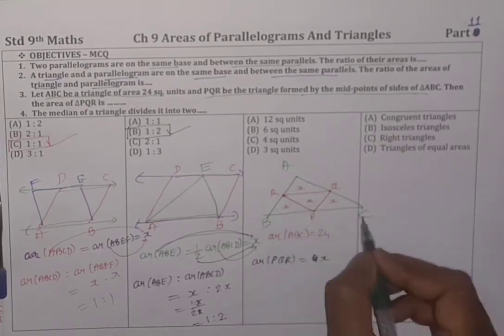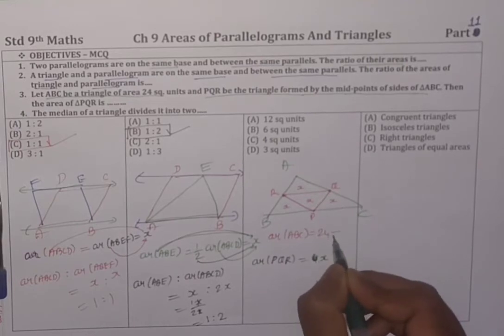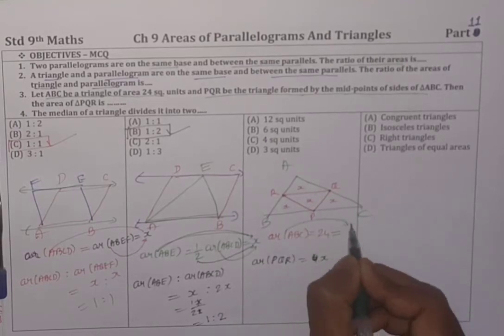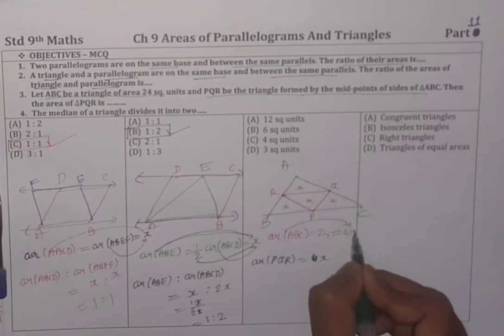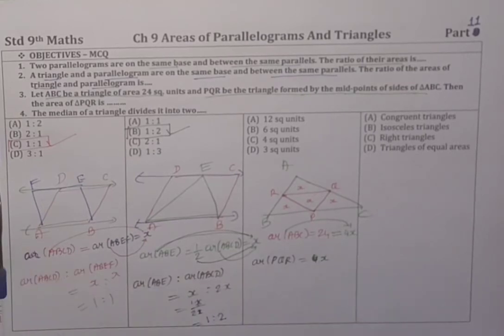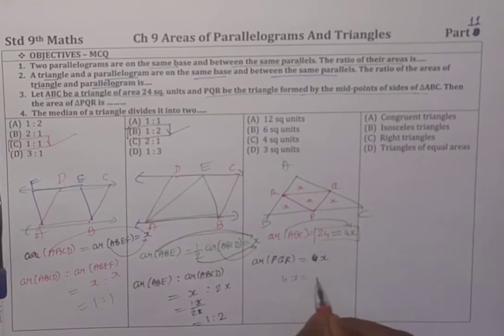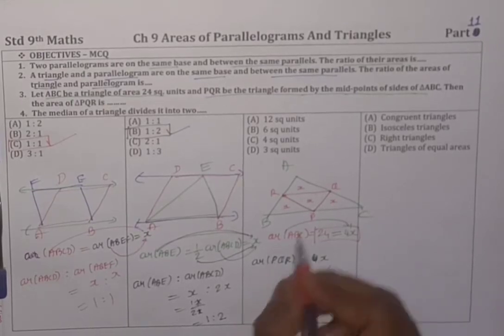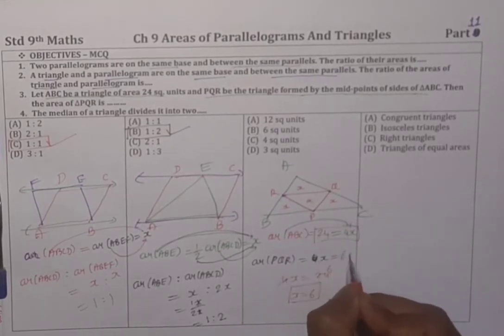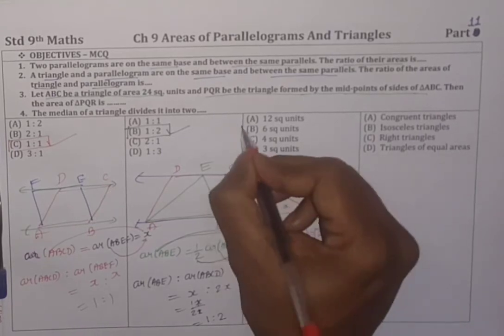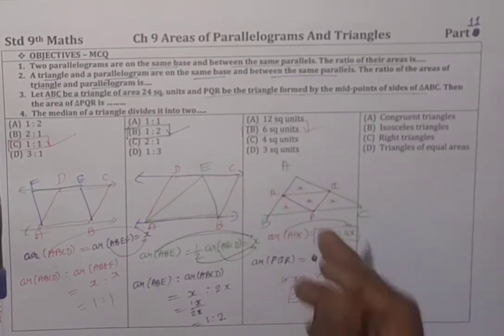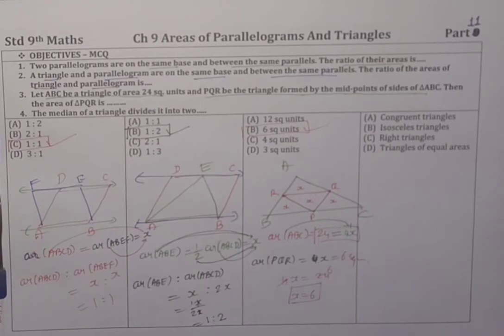Which we are supposed to find. Now the area of triangle ABC is 24, as per the condition. And what is the area of triangle ABC? 4X, children. So I got the equation. What is the equation? 4X is equal to 24. 4 ones are 4, 4 sixes are 24. So X is equal to 6. So the area of triangle PQR is X, and that is 6 square units. So the answer is B, 6 square units. So this is how you will have to work.